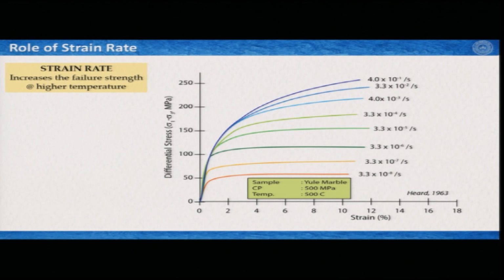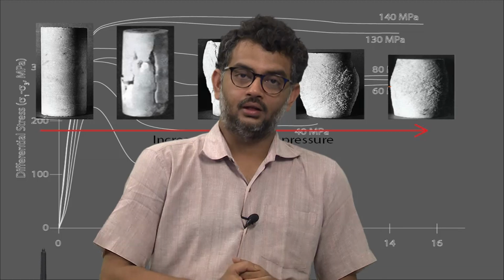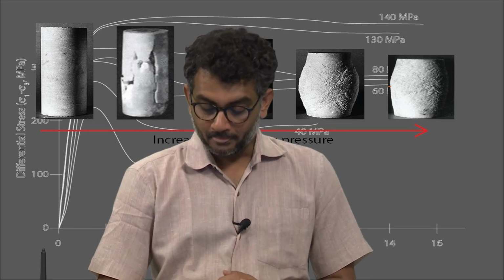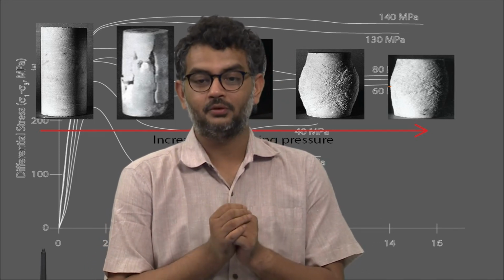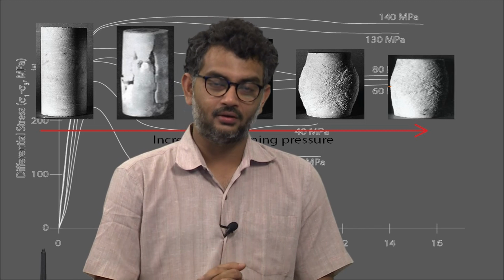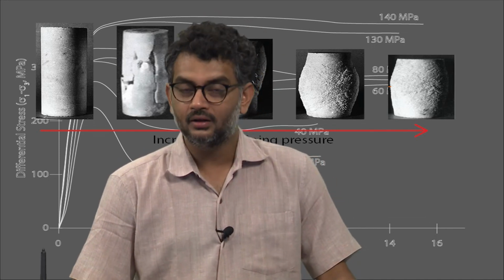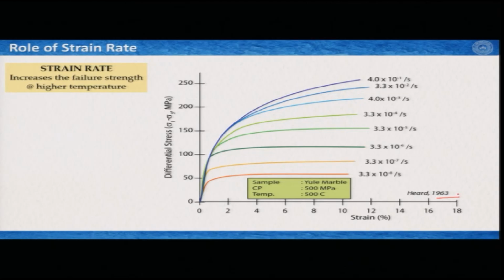Now, let us have a look at this very important series of curves, where we are going to see the effect of strain rate, deformation rate, that means how fast the rocks are being deformed. These experiments were again performed by another one of the great experimentalists, Heard. It is a paper from 1963, and he worked with Yule marble. The confining pressure was 500 megapascal and the temperature was 500 degrees centigrade.